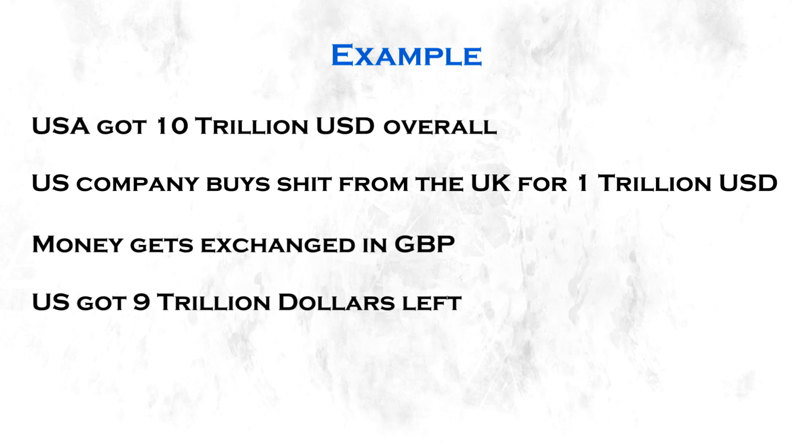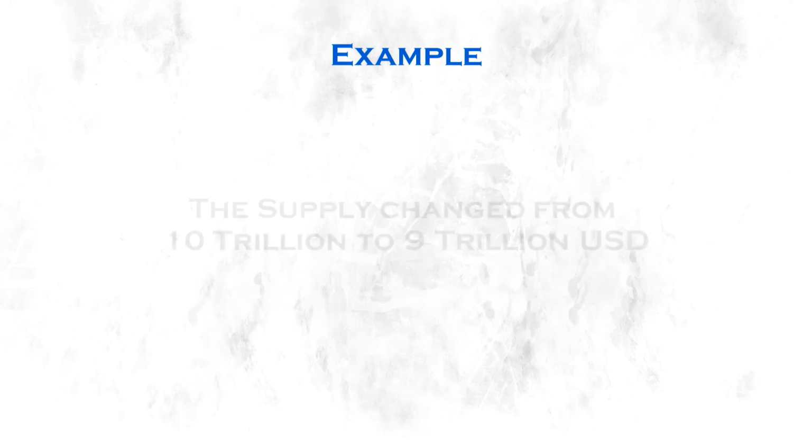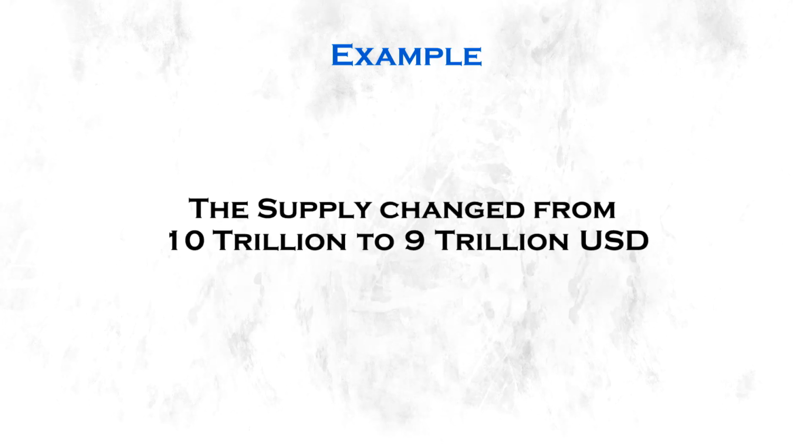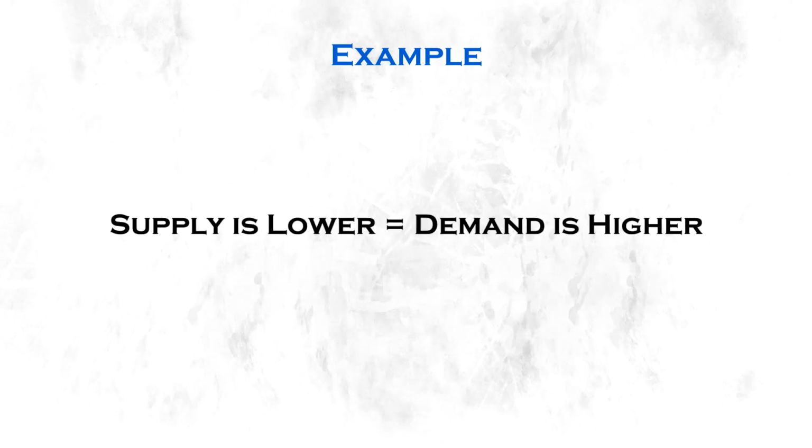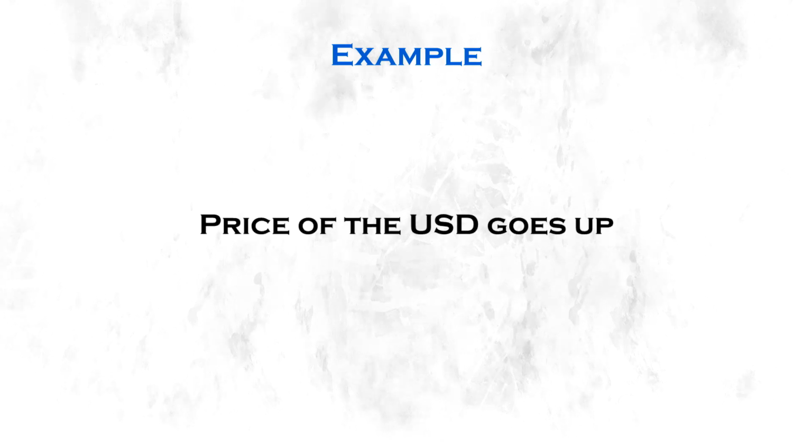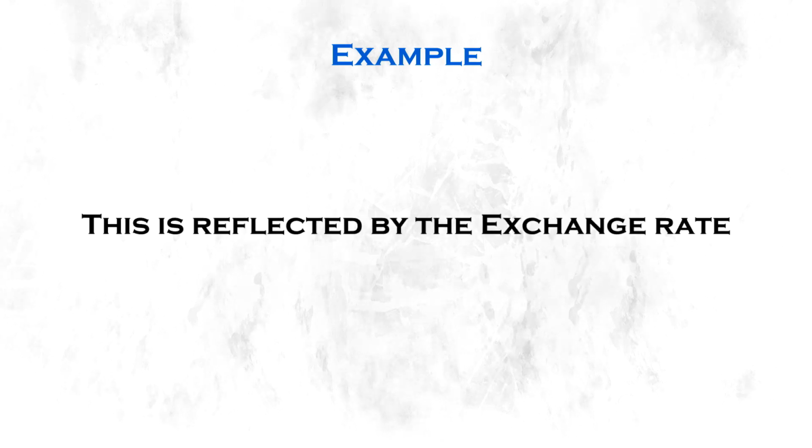It also means that the UK got richer. The businesses within that country got richer because $1 trillion worth of currency has flown over there. So the supply changed from $10 trillion to $9 trillion. That means the supply is lower, and lower supply means that the demand is higher now, which means the price of the US dollar goes up, and this is reflected in the exchange rate.